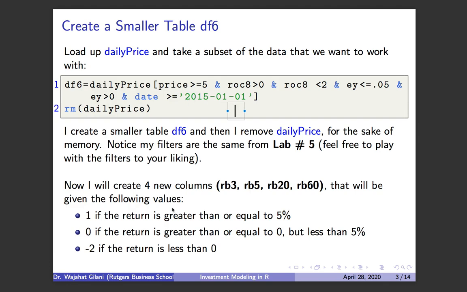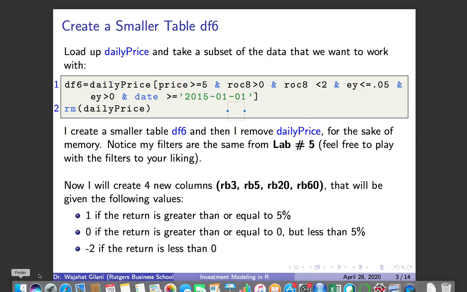Now, I will create 4 new columns, RB3, RB5, RB20, RB60. What are they going to be? They're going to be basically scores for me. Why do I need these scores? Because remember from before, I said I'm greedy. I want to find ranges where in 2015 and 2016, there were twice as many returns that were greater than or equal to 5% than there were ones that were less than 0.